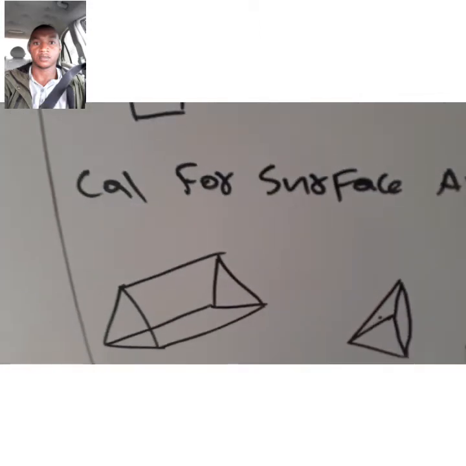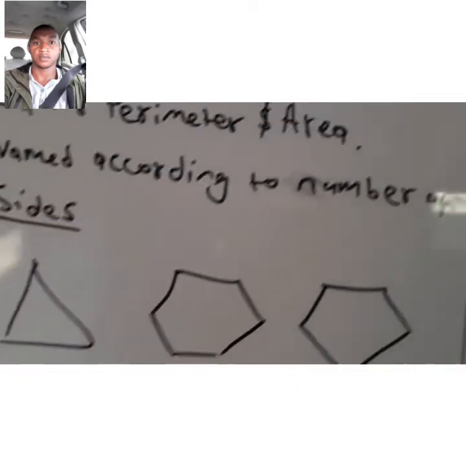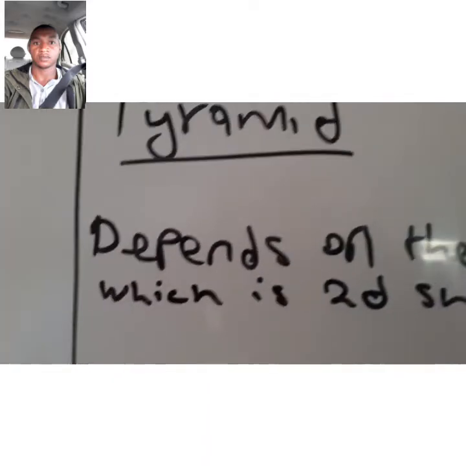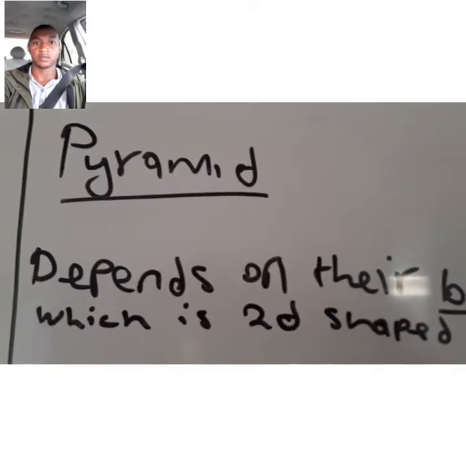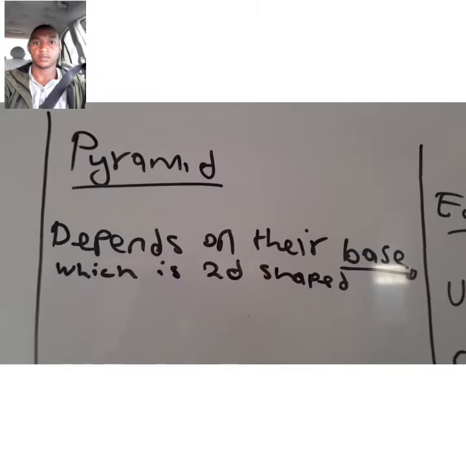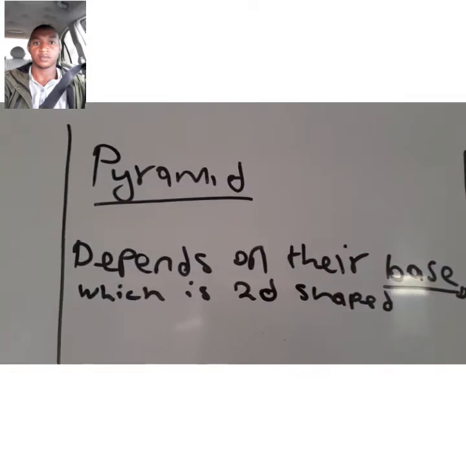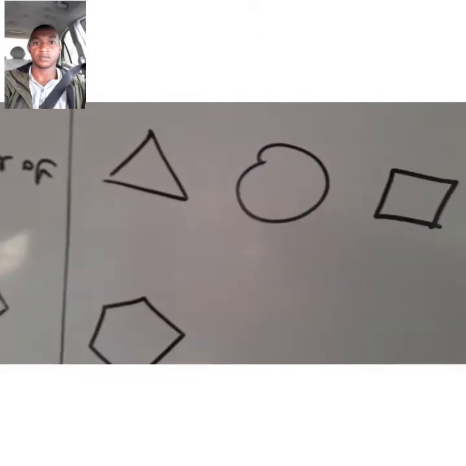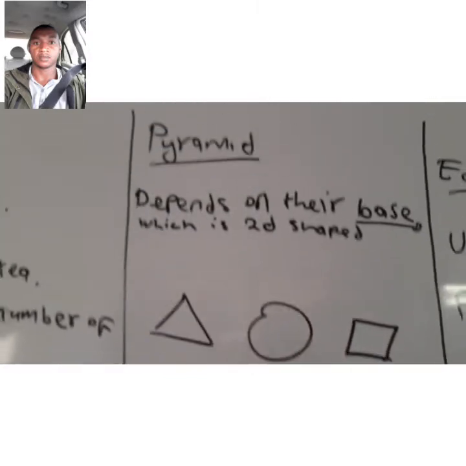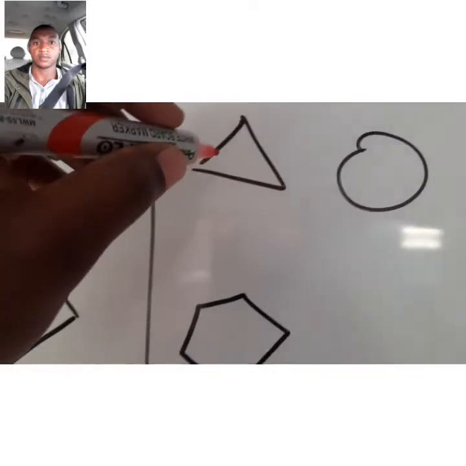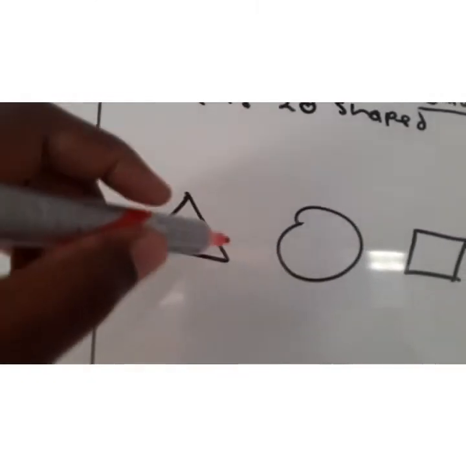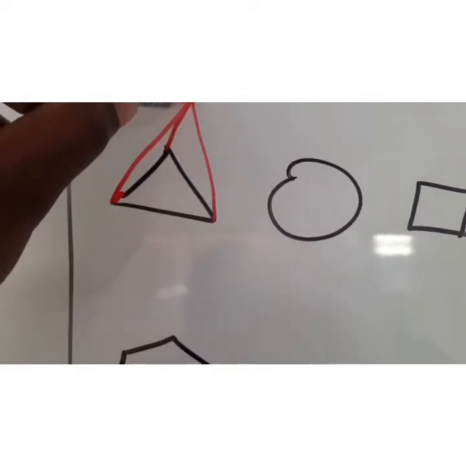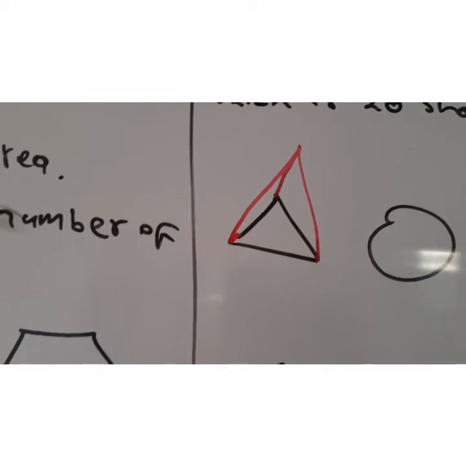So you'll realize that I've introduced two new words, which are the pyramid and the prism. Now, the pyramid depends on its base, right? It depends on its base, which is always a two-dimensional shape. If you take all the two-dimensional shapes, you can convert them into a pyramid. For example, I have this one. In order for this to become a pyramid, all these points must meet at one vertex. So this becomes a triangular pyramid.